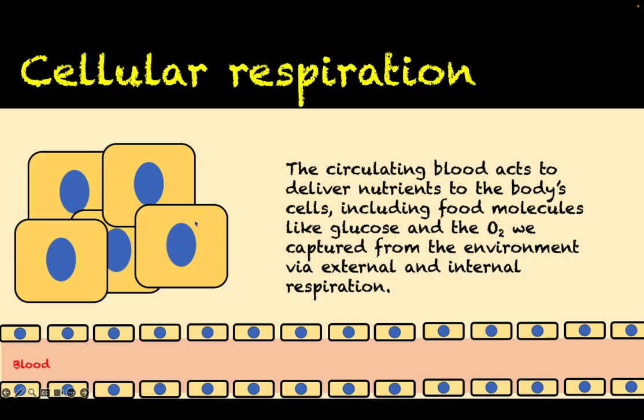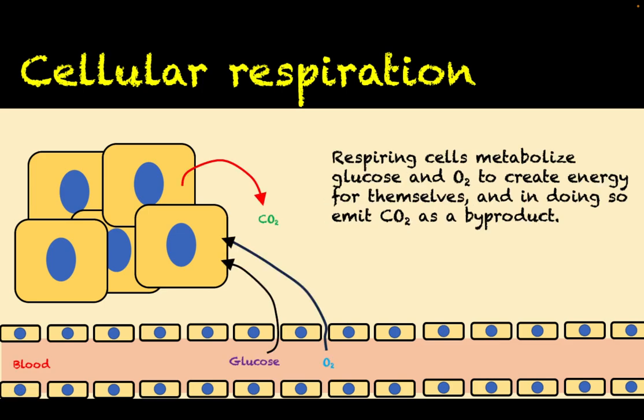We might just say these are brain cells or muscle cells right here. We know that these cells require energy in order to function. So the blood is going to deliver the food molecules that they need for the energy, the oxygen that they need. So the blood is going to deliver key essential nutrients like glucose and the oxygen that we just captured via external and internal respiration.